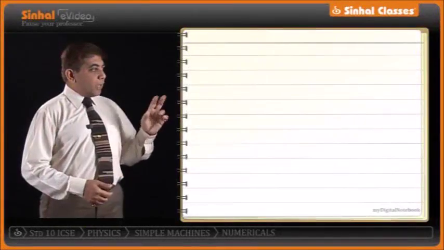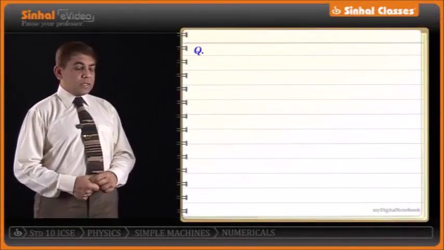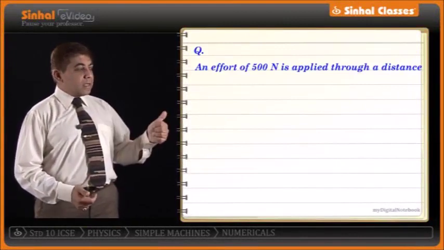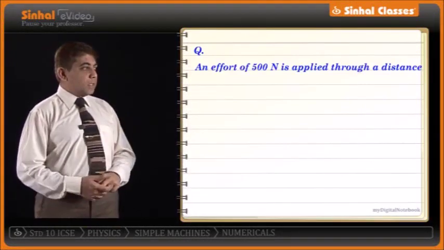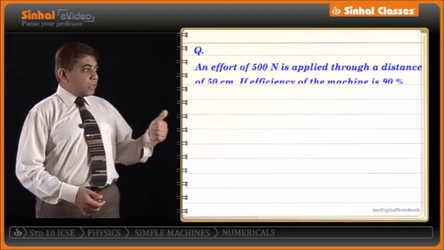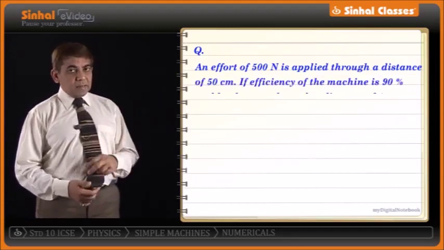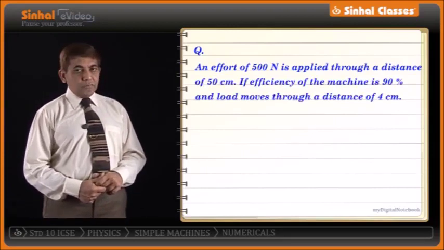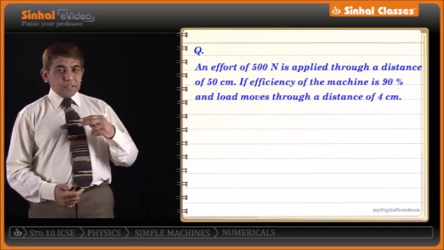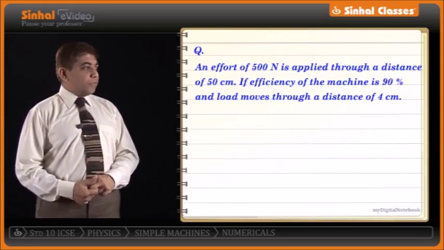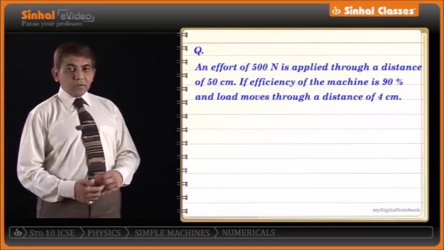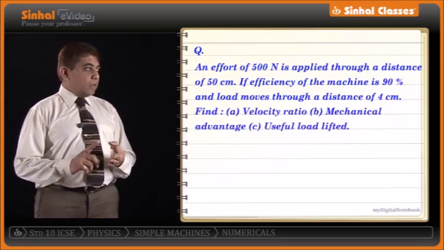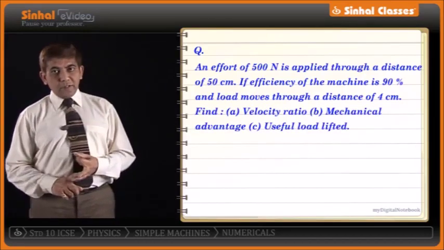We have an effort of 500 Newton applied through a distance of 50 centimeter. That means the distance traveled by the effort is 50 centimeter. If the efficiency of the machine is 90%, and the load moves through a distance of 4 centimeter, that means the displacement of load is 4 centimeter. You're asked to find out the velocity ratio, the mechanical advantage, and the useful load lifted.